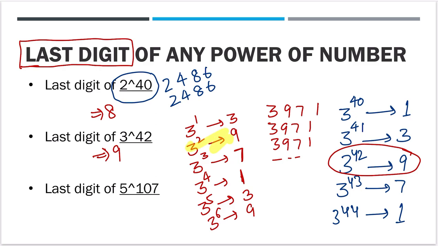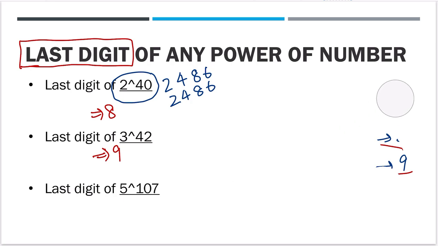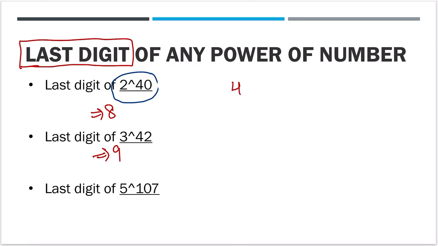3 raised to power 42. So this is how we do it in the case of 3. This part is clear. Let's move on. I have not written for 4, so you can also try for 4 raised to power, suppose, 17. If someone asks you 4 raised to power 17, give me the last digit.